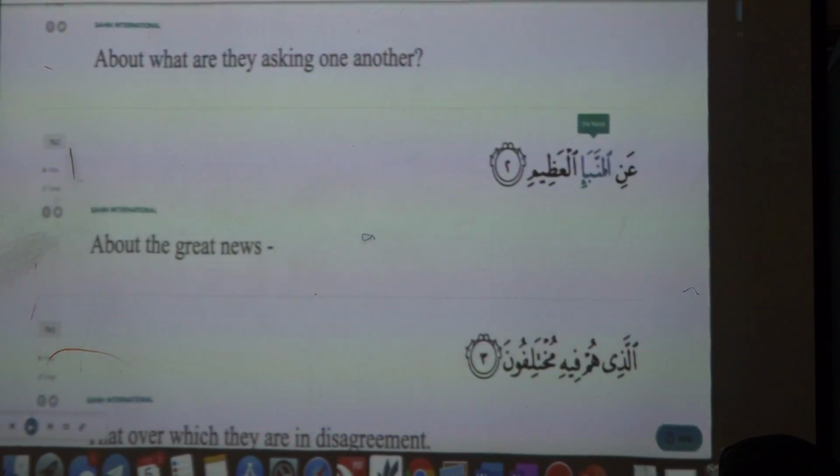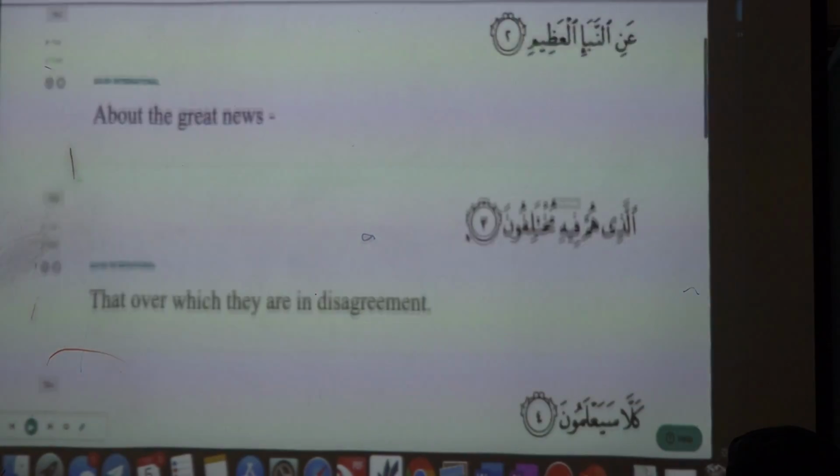So we have an-naba'i. What state would this be? Genitive. Why? Because of the E sound. Al-azimi. Genitive because of the E sound.